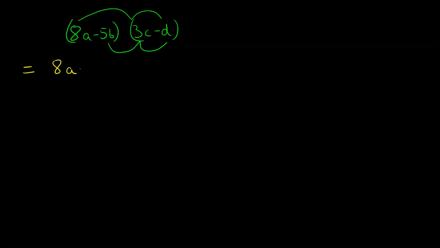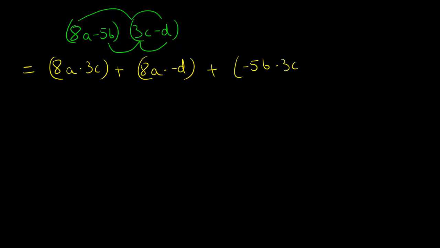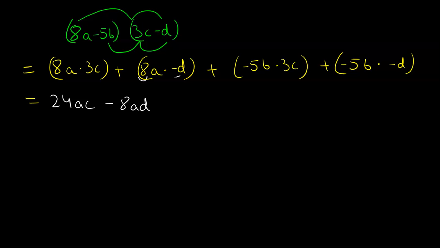So we have here 8a times 3c plus 8a times minus d. That is the first one. Then we have negative 5b times 3c plus negative 5b times negative d. Okay, so as you can see, we don't have too many similar terms, so we will simplify it right now. 8 times 3, that is 24, and a and c are different, so we simply write a and c. And the next one, we don't have any number, just this 8, there's nothing here, just 1, so we get negative 8ad. Then we have negative 15bc, 5 times 3, that's 15, and b and c.